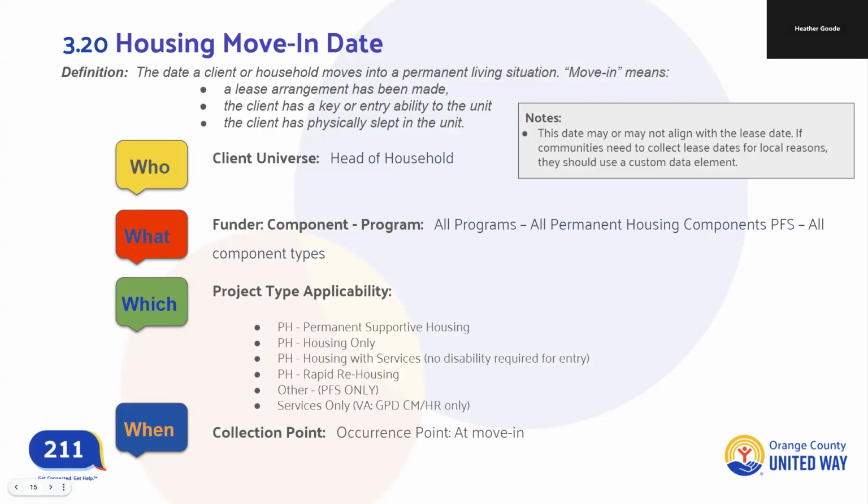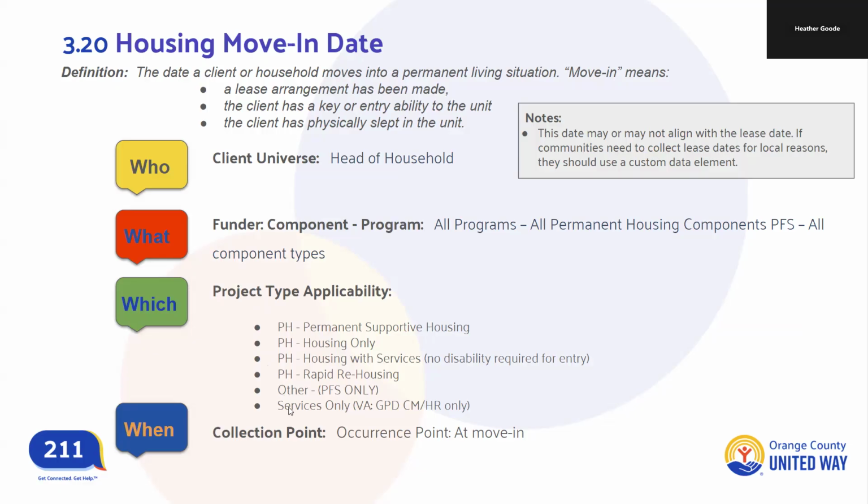And so this is the date the client or household moves into the permanent living situation. And move-in means a lease arrangement has been made, the client has a key or entry ability to the unit, and the client has physically slept in the unit. So this is collected for the client household, client universe is the head of household. The what is what funder component, and it's all programs and all permanent housing components pay for success and all component types. And then which project types, it's all PH projects.